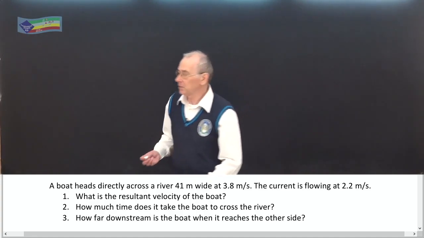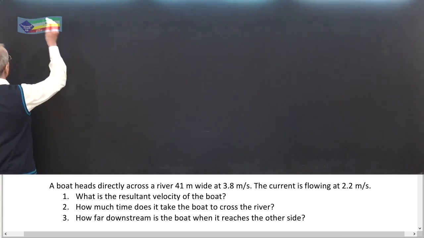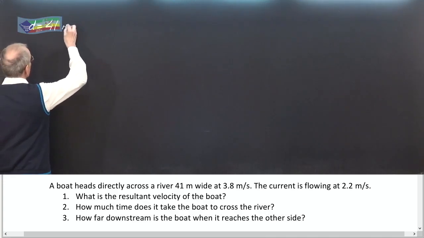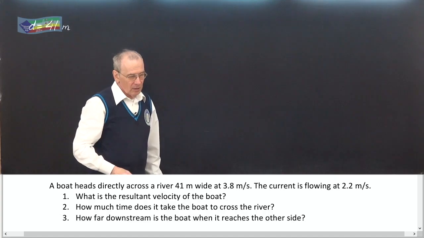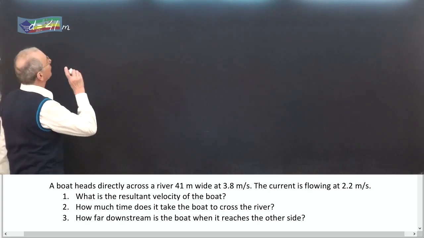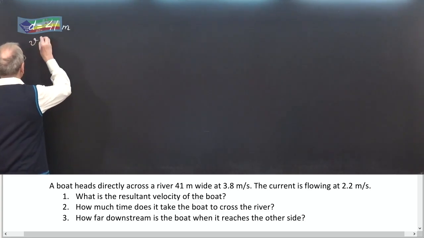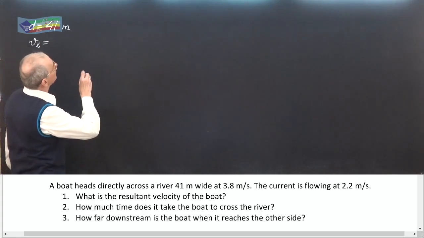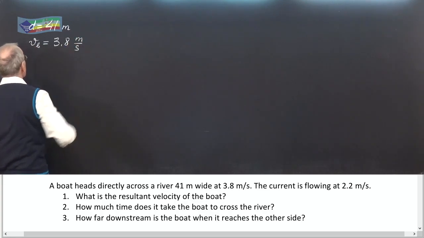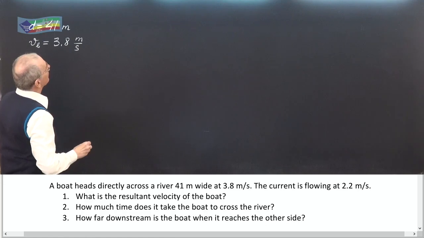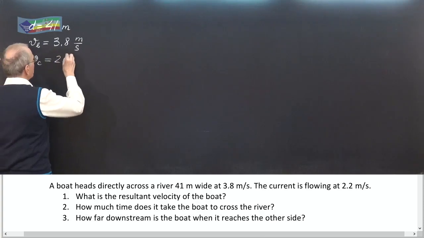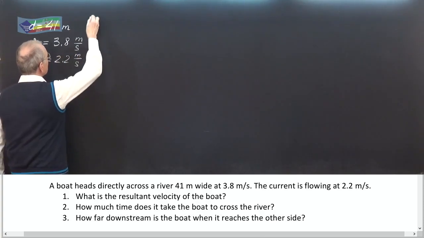So, let the width of the river be d. It is equal to 41 meters. The speed of the boat, VB, is 3.8 meters per second. And the speed of the current is 2.2 meters per second.